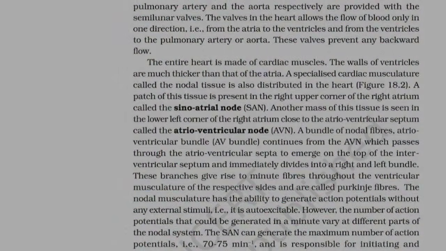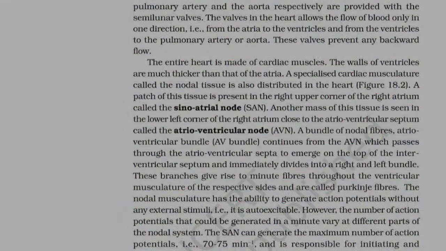A bundle of nodal fibers, atrioventricular bundle, AV bundle, continues from the AVN, which passes through the atrioventricular septa to emerge on the top of the interventricular septum and immediately divides into a right and left bundle. These branches give rise to minute fibers throughout the ventricular musculature of the respective sides and are called Purkinje fibers. The nodal musculature has the ability to generate action potentials without any external stimuli. That is, it is auto-excitable.